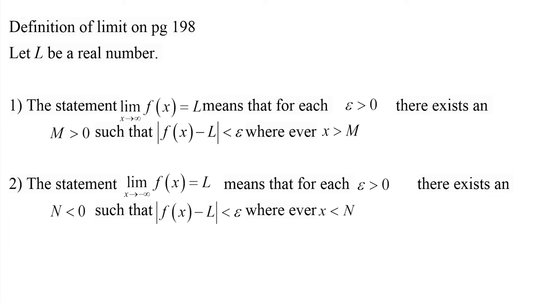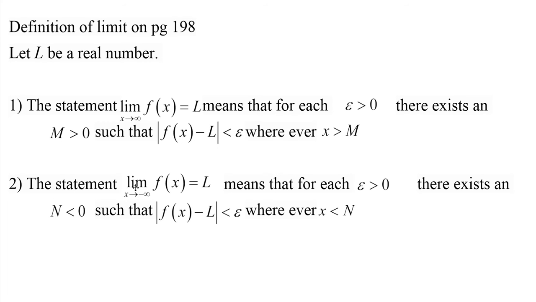So let L be a real number. The statement, the limit as x goes to infinity of f of x equals L, means that for any epsilon greater than 0, there exists some M such that the difference between f of x and the limit is going to be less than epsilon wherever x is greater than that M. All right, so, well, let's do this one.